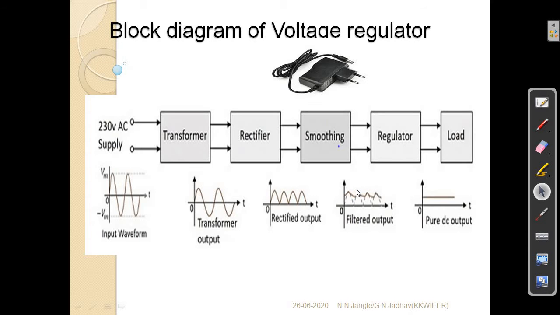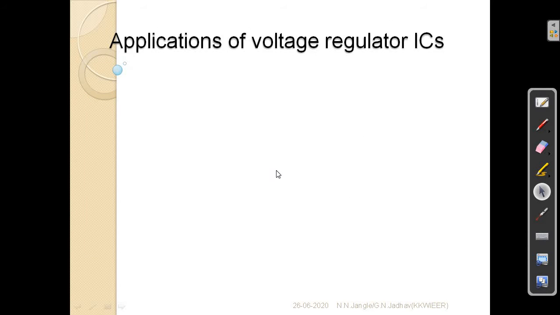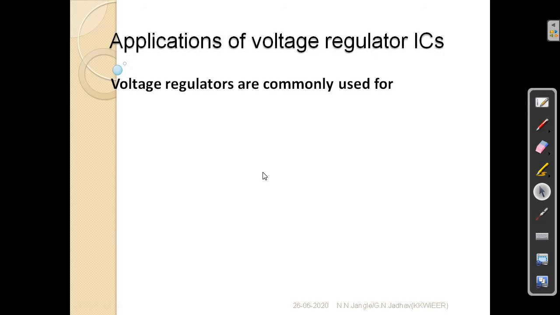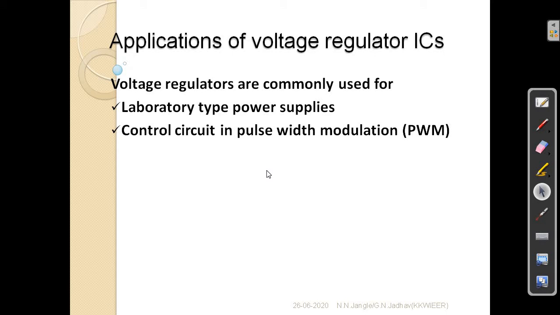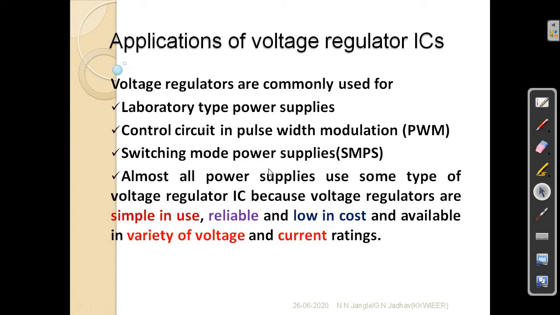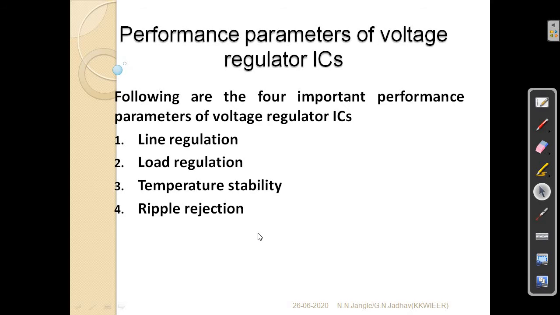Then what are the applications of voltage regulator IC? Voltage regulator ICs are commonly used for laboratory type power supplies, control circuit pulse width modulation, switching mode power supplies. Almost all power supplies use some type of voltage regulator IC because voltage regulators are simple in use, reliable and low in cost, and available in a variety of voltages and current ratings. Now the performance parameters of voltage regulator ICs: how to measure the performance parameters.